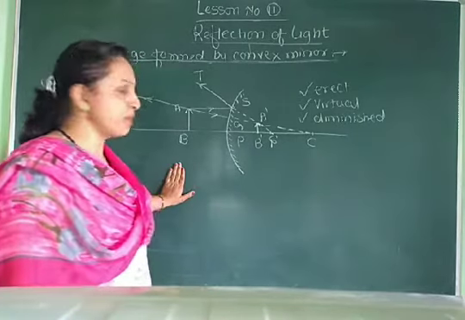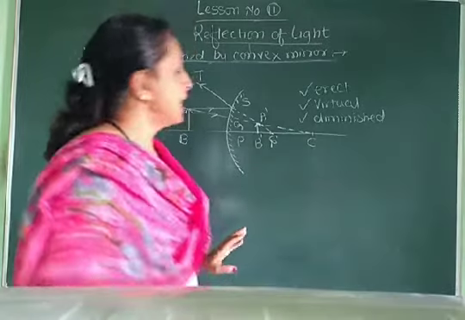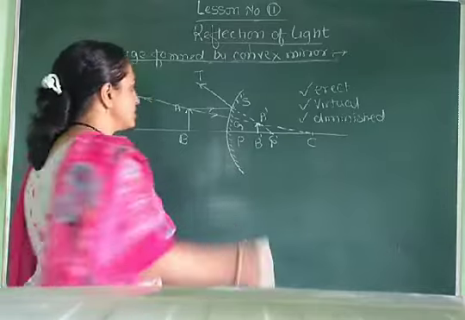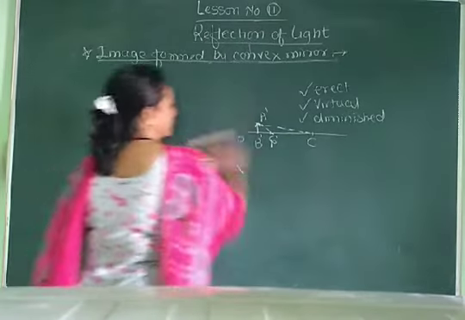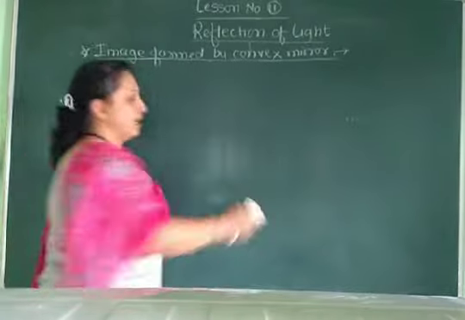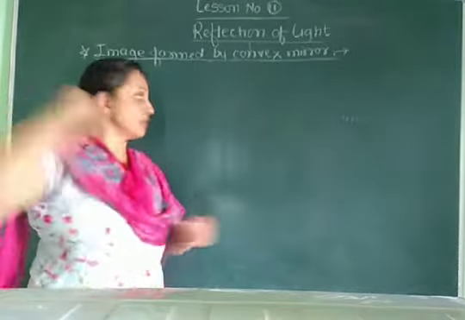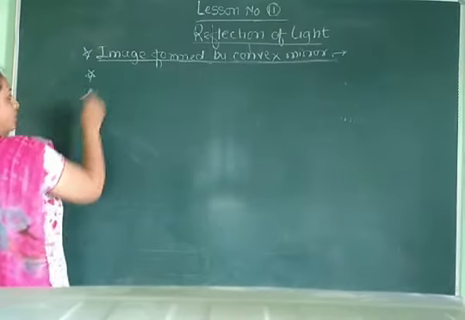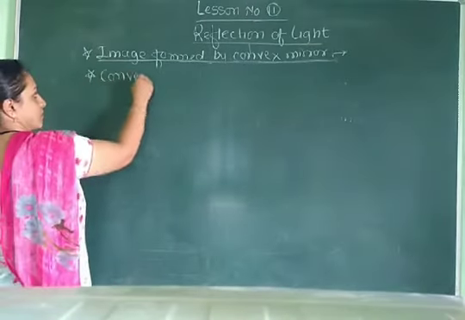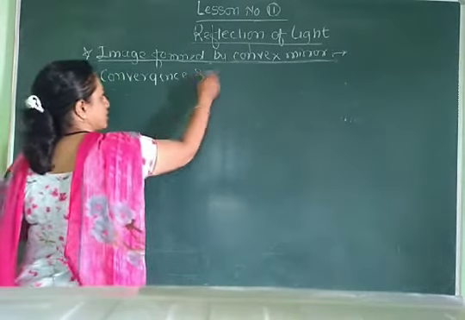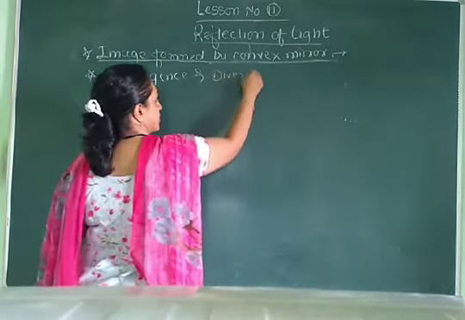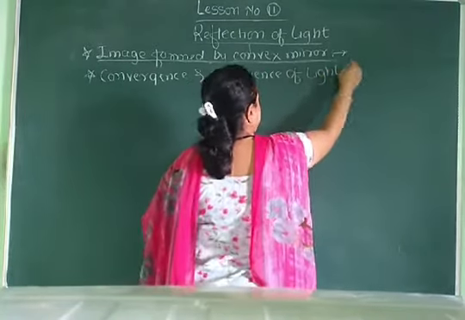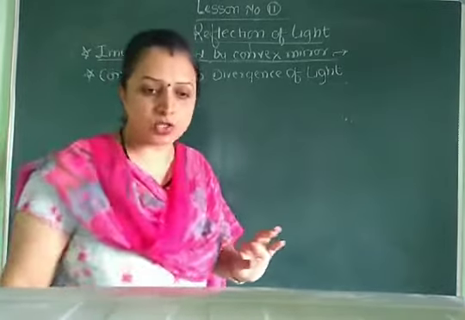We completed this topic, image formation of convex mirror, and after that we have to study the next topic, that is the convergence and divergence of light. Remember, you have to study all these diagrams very carefully. You have to practice it at home. Convergence and divergence of light.